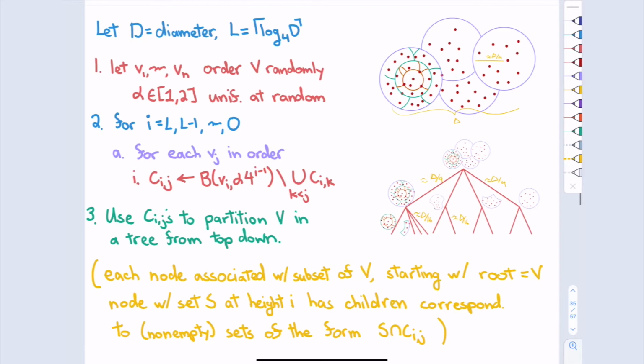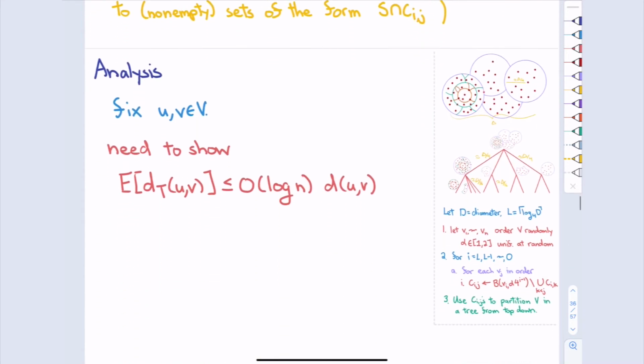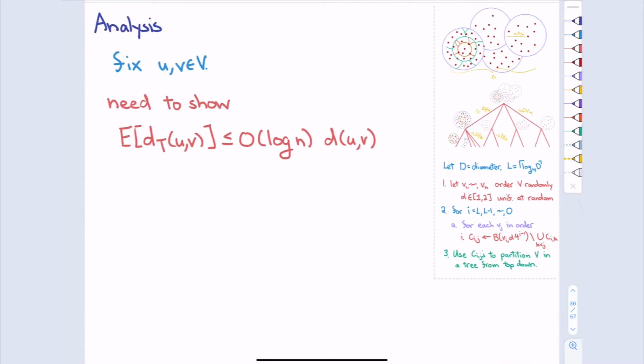Okay, all right, so that's the algorithm. It remains to analyze it. Any questions? All right. Okay, so let's fix a pair of vertices. We need to show that the expected distance between them is at most a log factor times their original distance.